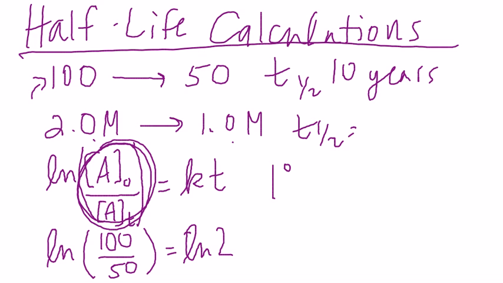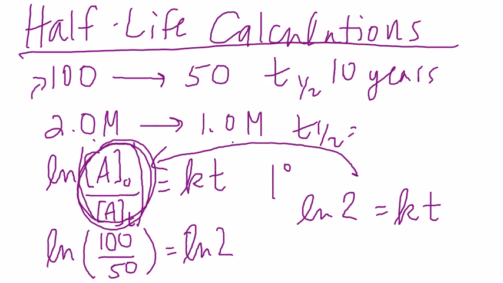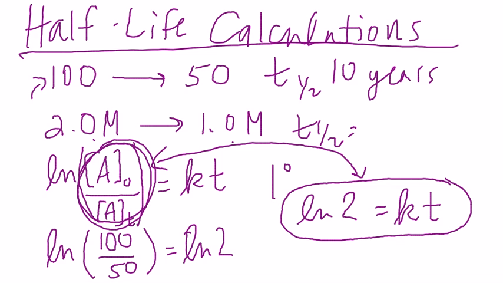So this equation simplifies to the natural log of 2 is equal to k times t for first-order radioactive decay. We don't actually have to know concentrations because we're referring to a situation in which that ratio is always 2. So if you're talking about a first-order radioactive decay or just a first-order reaction at all, you can use this equation to solve for the half-life, as long as you know k, the rate constant.